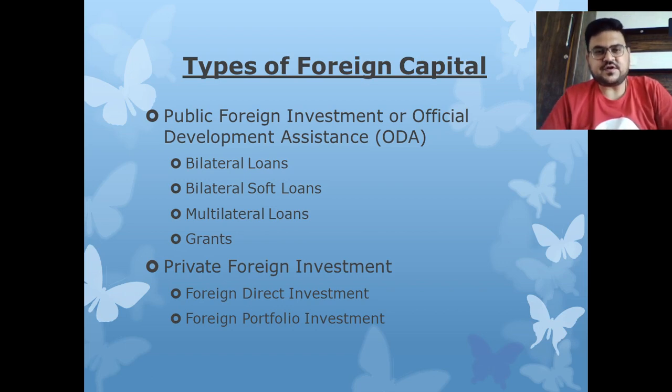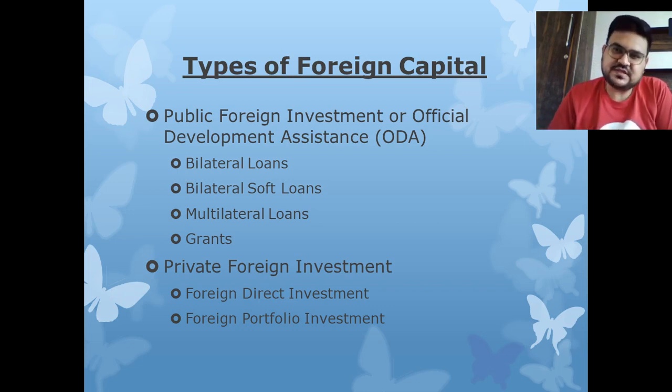Under private foreign investment, then we have FDI, that is foreign direct investment or foreign portfolio investment. So when we say foreign direct investment, we are talking about money directly coming into our country through abroad, and foreign portfolio investment is money coming into shares. So when foreign residents purchase shares of our country, that is how money is indirectly flowing into our country, that is foreign portfolio investment.